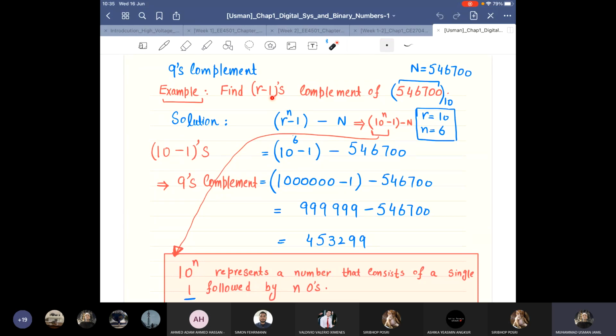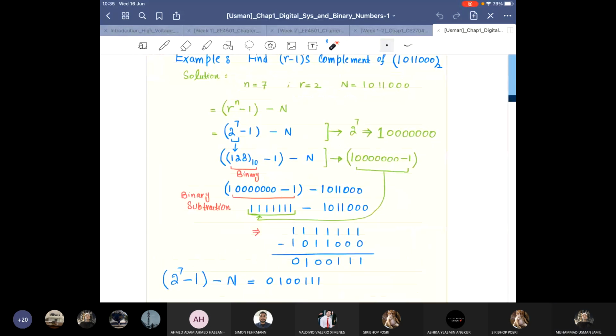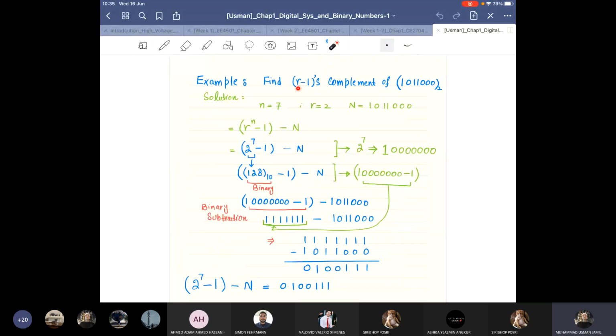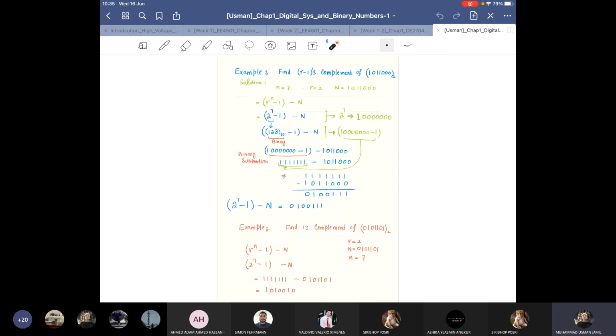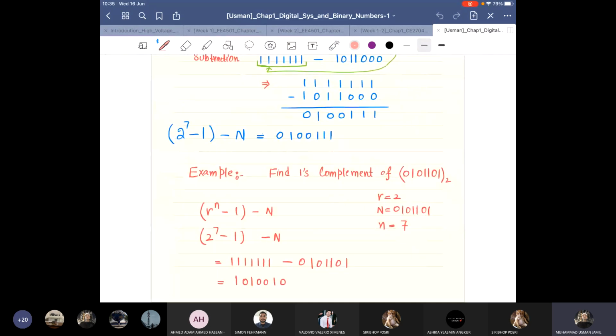So when we say r minus 1's complement, it means that if the base is 10, we are trying to find the 9's complement. If the base is 2, as with binary numbers, then r minus 1 means we are trying to find the 1's complement. Now here is the important thing, let me give you a shortcut. The shortcut is only for binary numbers, and it is how we can verify our answer is correct.